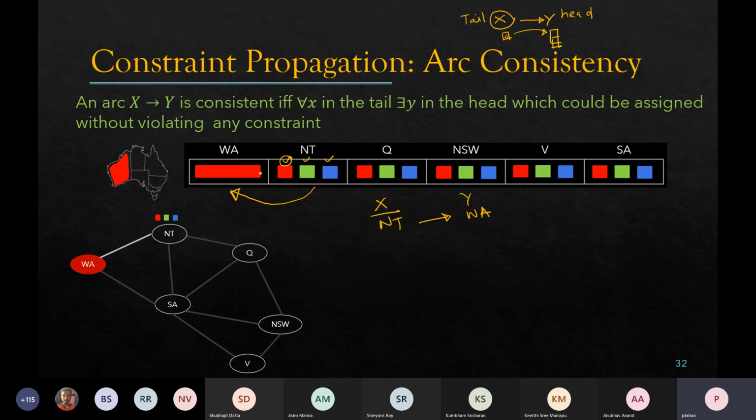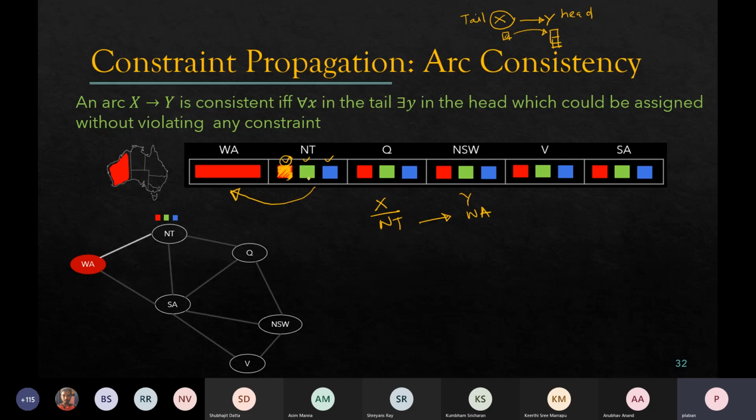So that means this arc is not consistent. There is one X for which this constraint is violated. So that's why this is not really consistent. And how do we make it consistent? We need to remove this if we want to make it consistent, right?